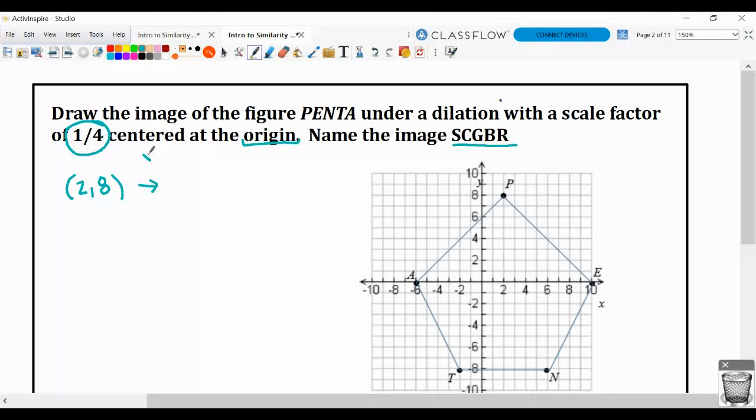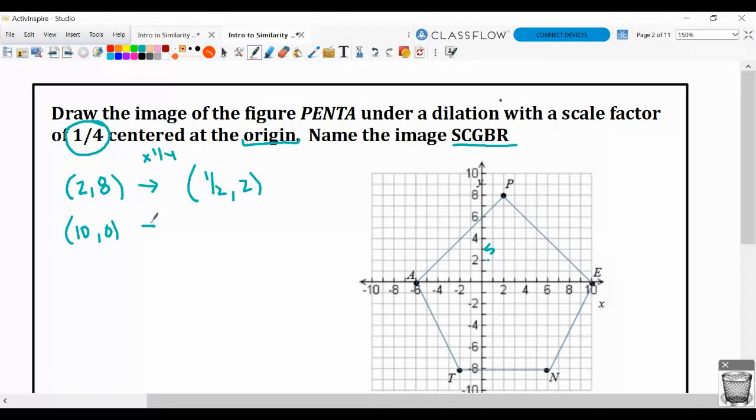I'm essentially multiplying this by 1/4. It's going to be 1/2, and then 2. 1/2, 2. I don't know why this thing never wants to work for me. Goodness. Okay, and that'll be S. And there's my point. All right, and then we'll go ahead to E, and E is 10, 0.